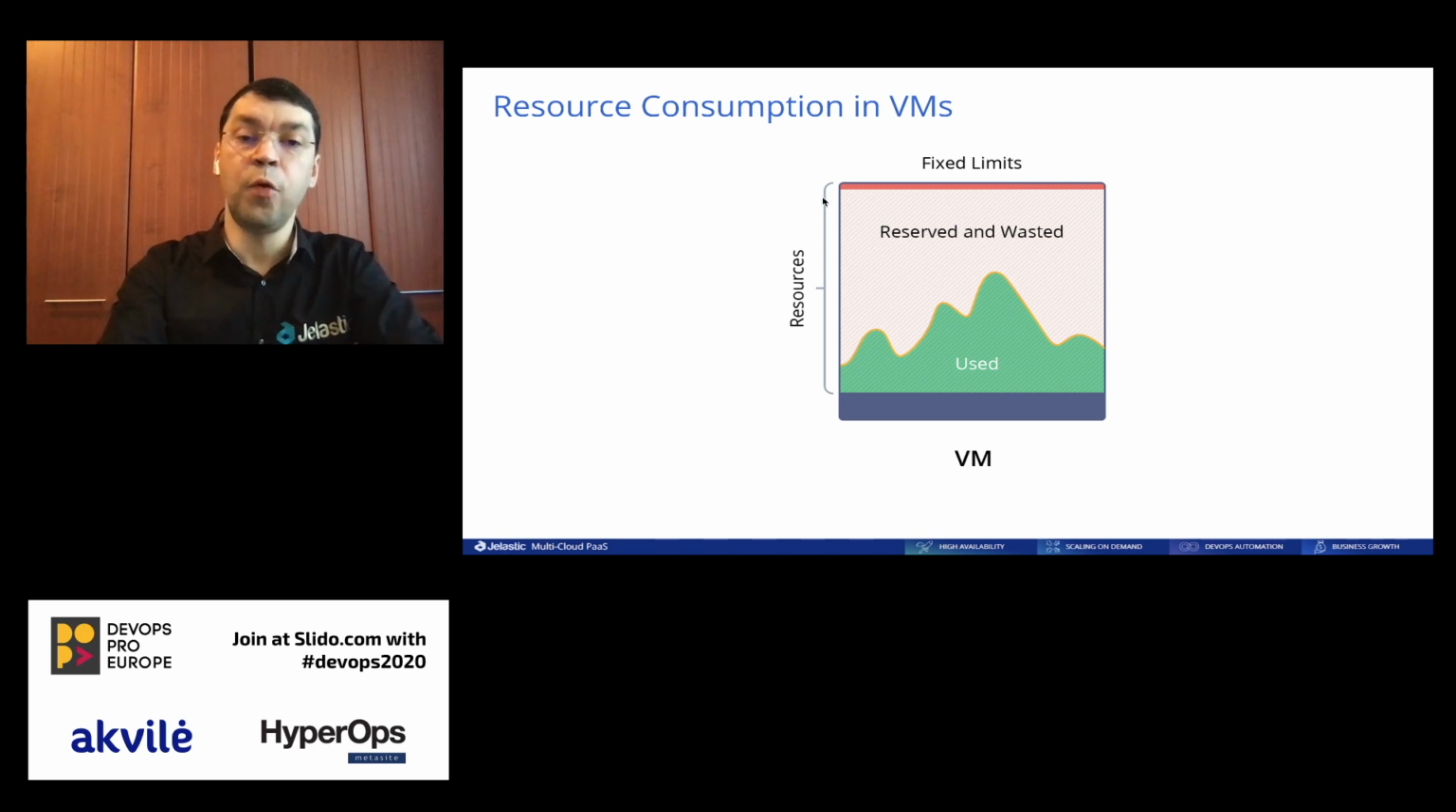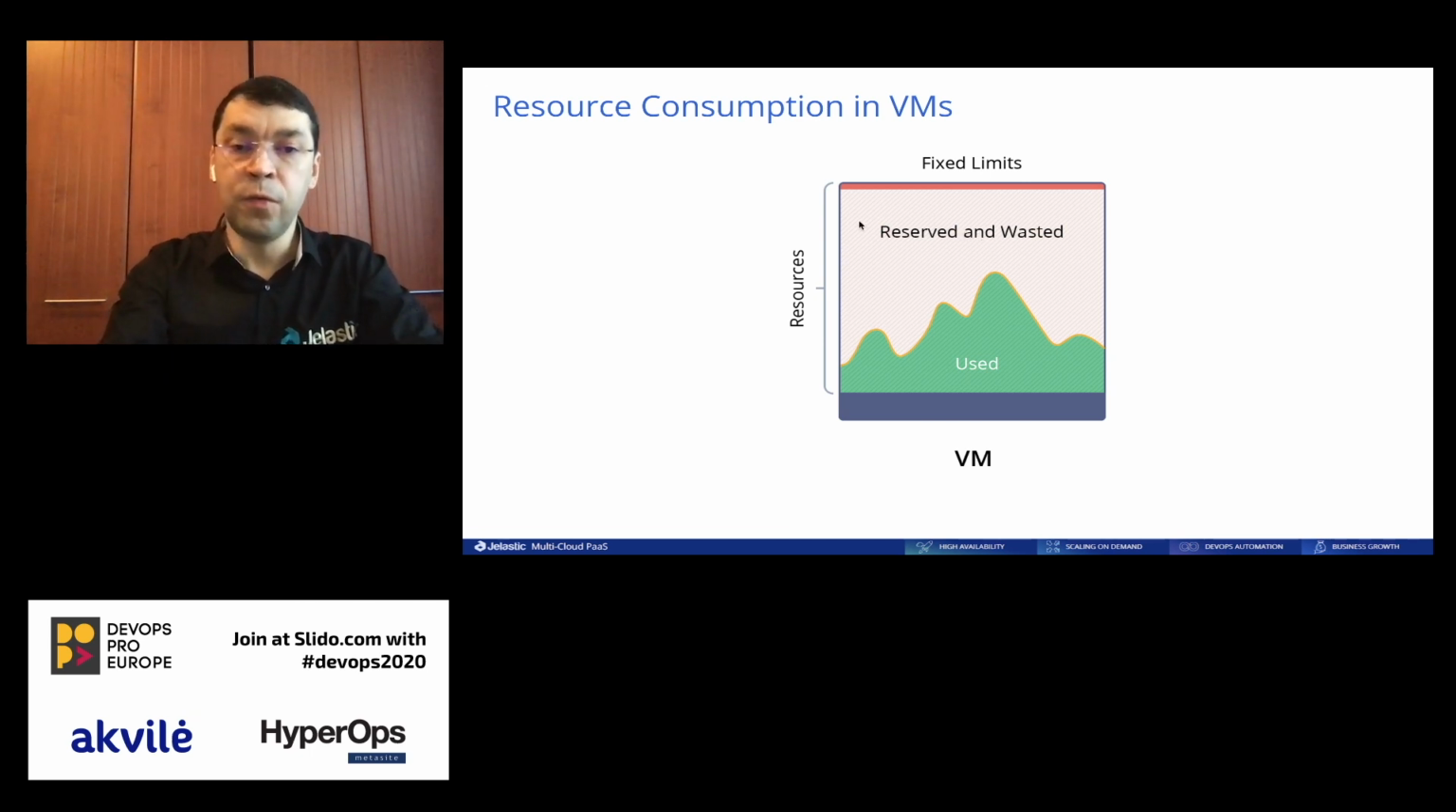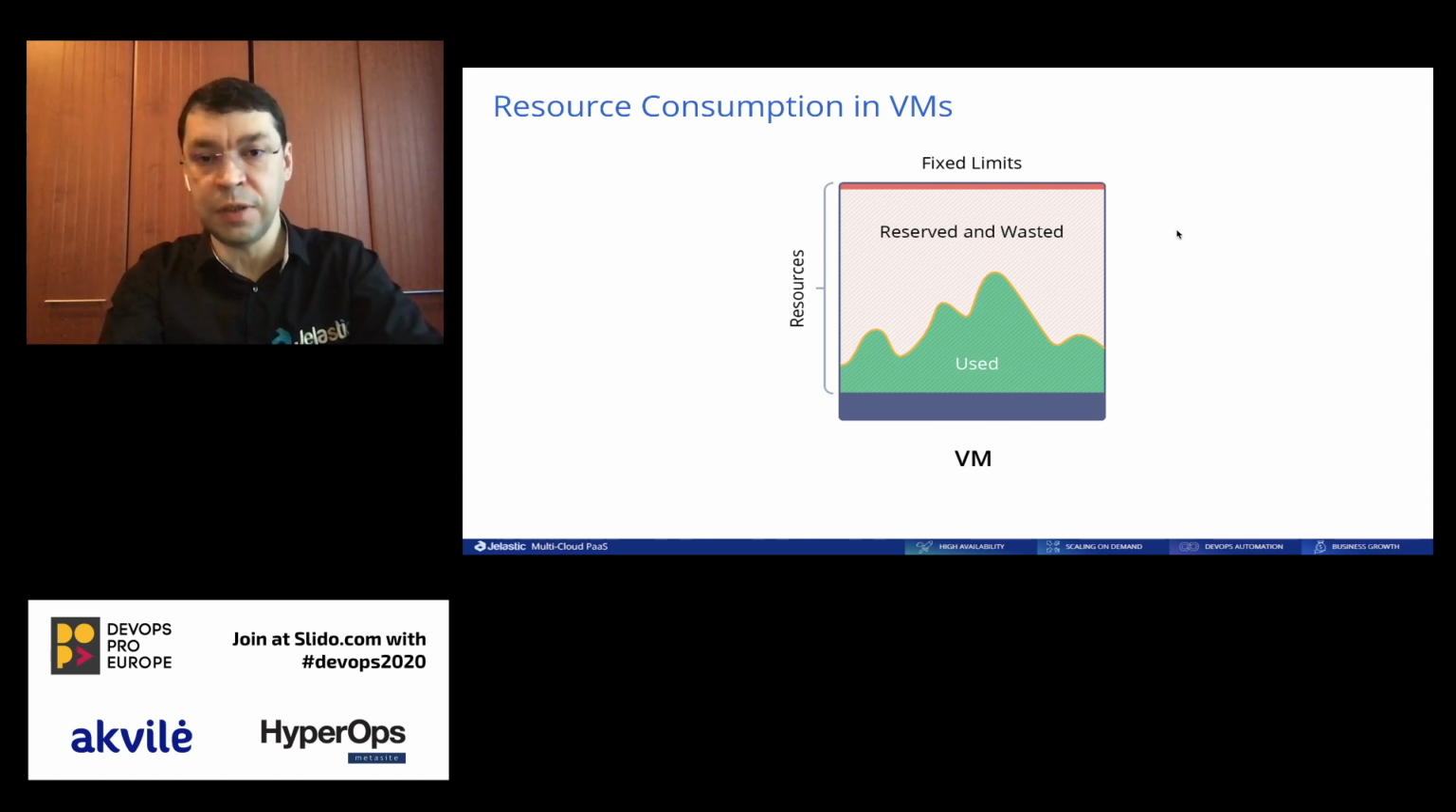In most cases, you will put these limits higher compared to the average usage of your application because you want to have some room just in case more load is coming, so your application will need these additional resources immediately. So again, in most cases, you reserve more resources than you need on average. And these resources will be wasted because you cannot share them with your other virtual machines.